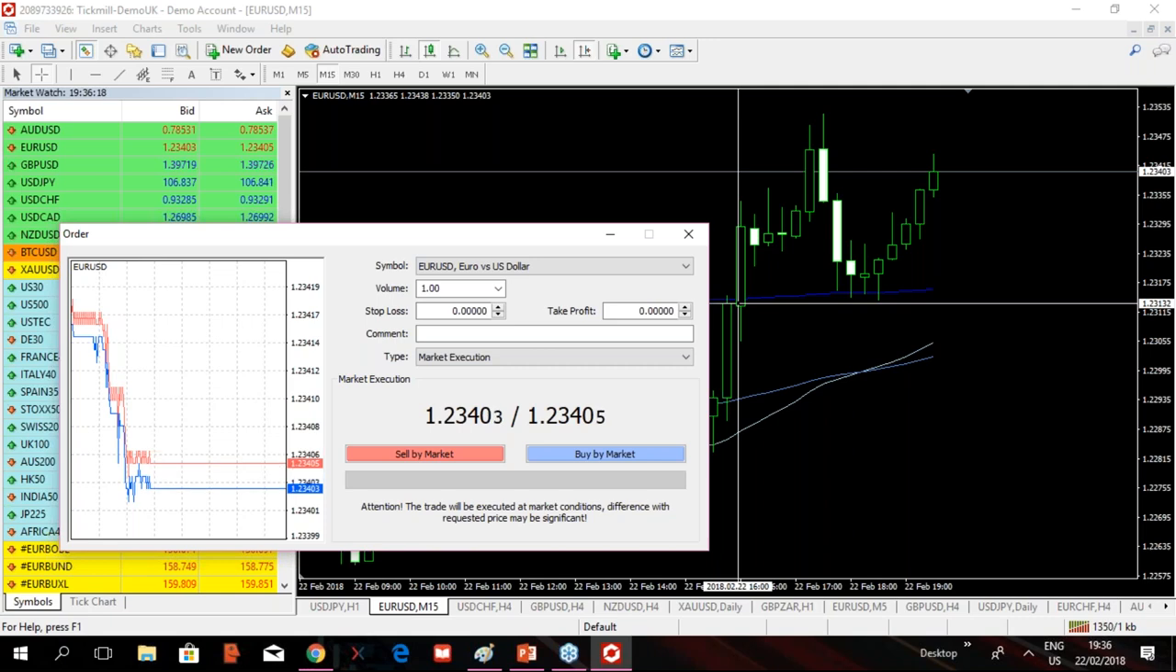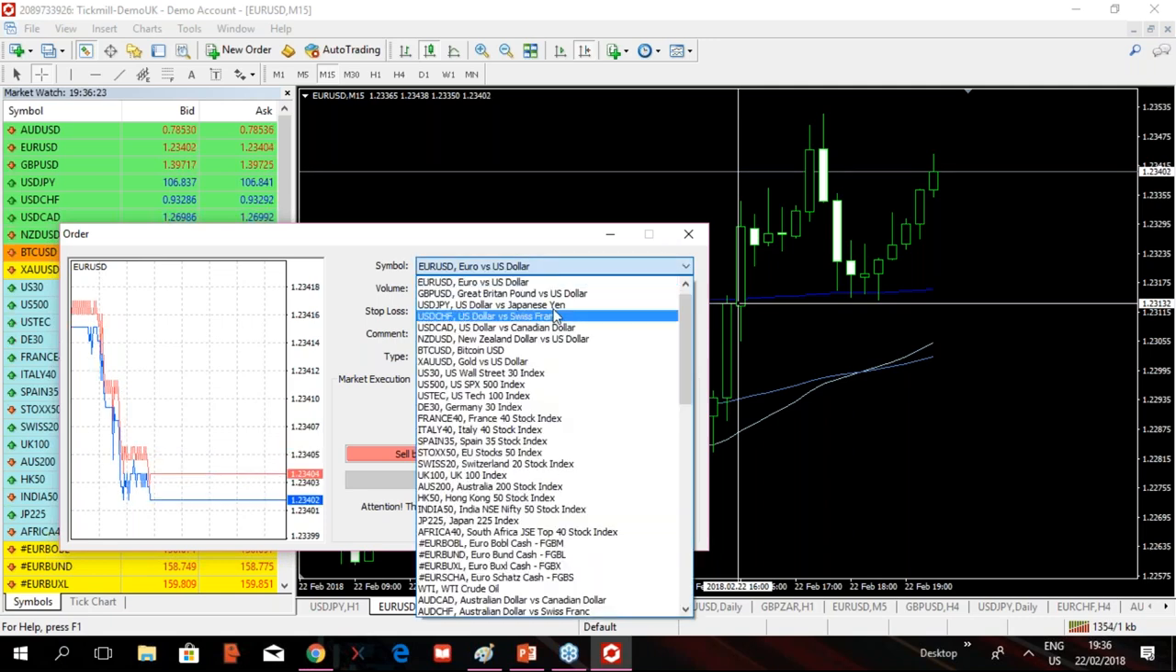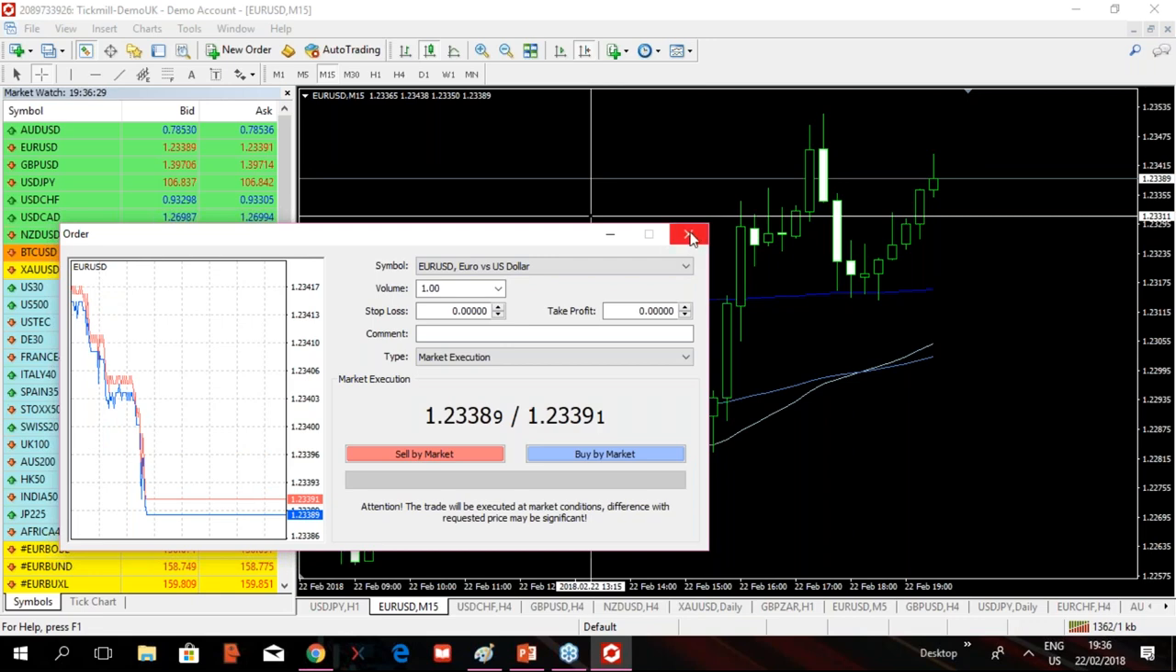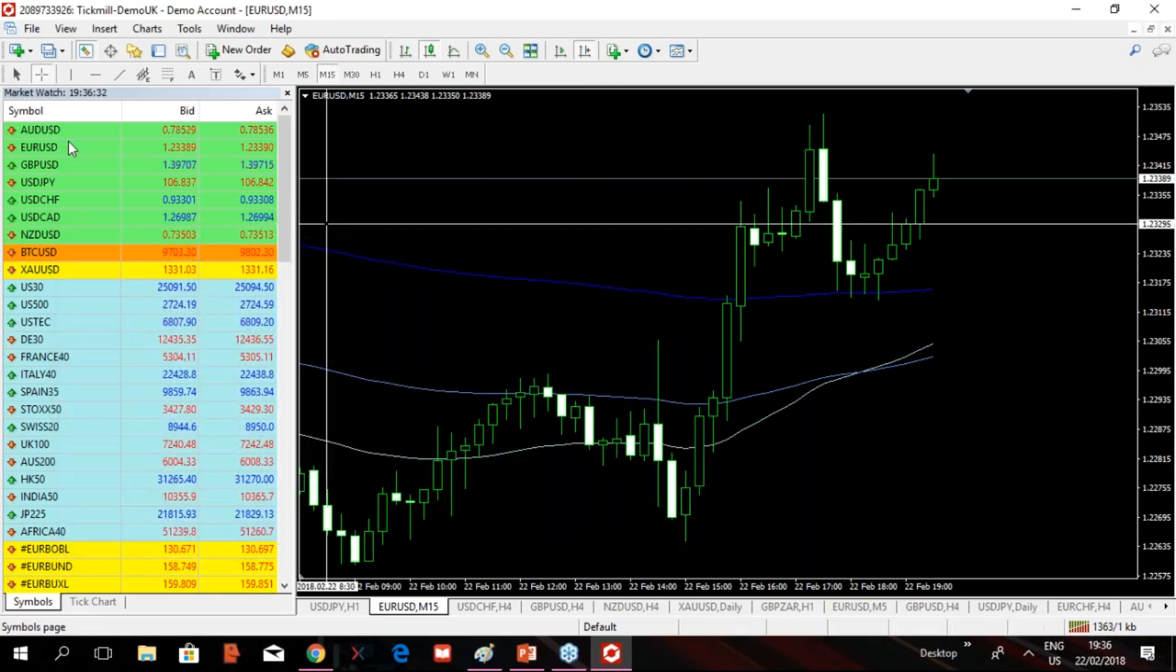So this is a good practice for you. Here, this first window would give you the idea of what exactly you would be trading. Okay, so we'll go on to a couple of pairs right here, just to give you an idea.